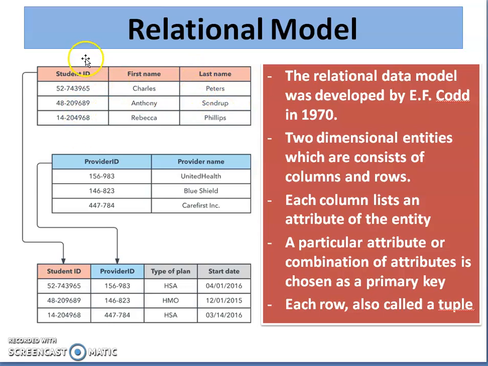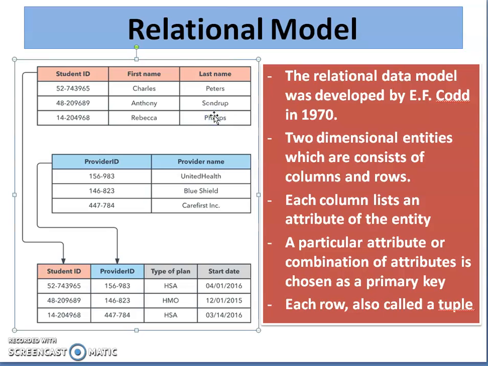So student ID is the first attribute, first name is the second attribute, and last name is the third attribute. A particular attribute or combination of attributes can be chosen as a primary key to identify a unique record. For example, here if I want some information about Anthony, it is very much possible that in one particular class there may be 10 Anthonys studying.